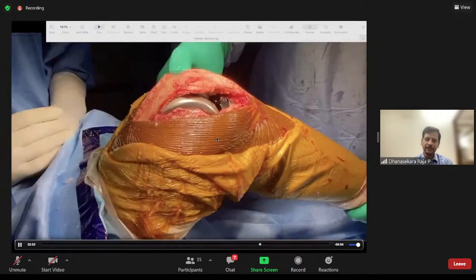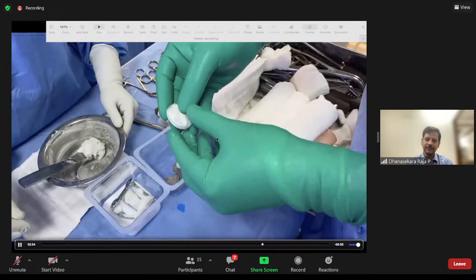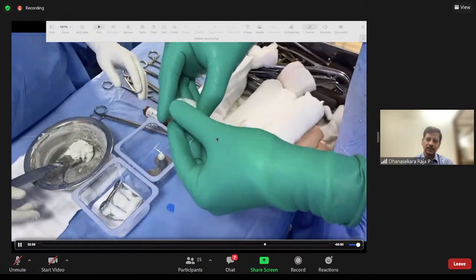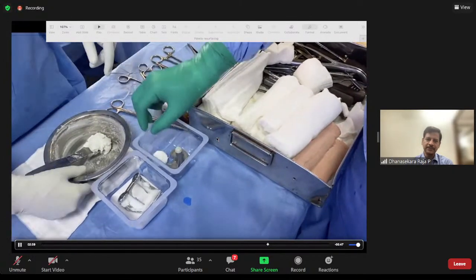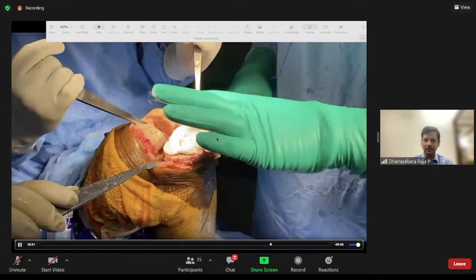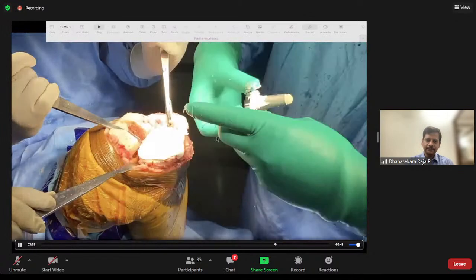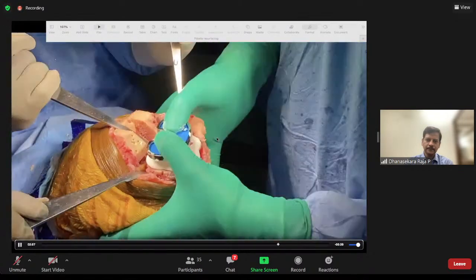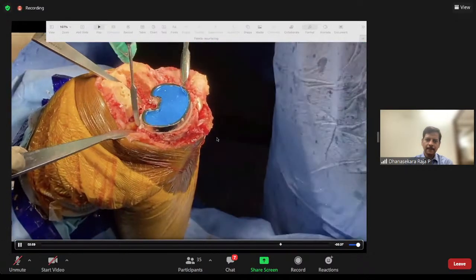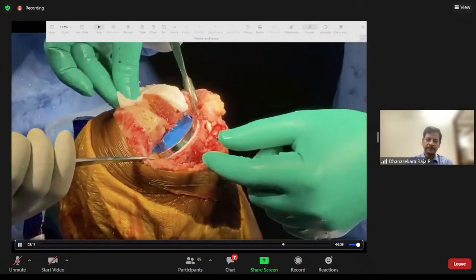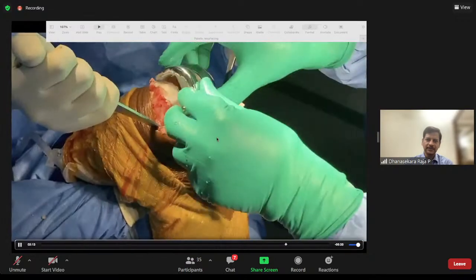And we check the patellar tracking with the no-thumb technique. And this is an all poly component. We cement it along with the femoral and tibial component. So this is the tibial side cementing. This is a PFC Sigma prosthesis.